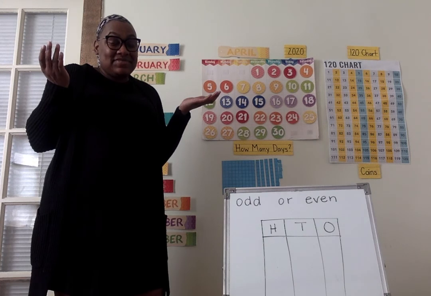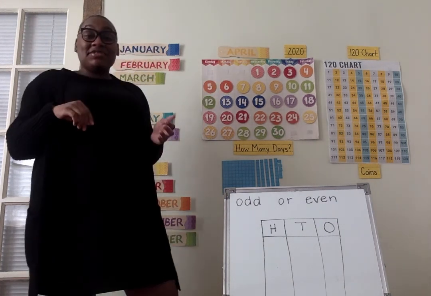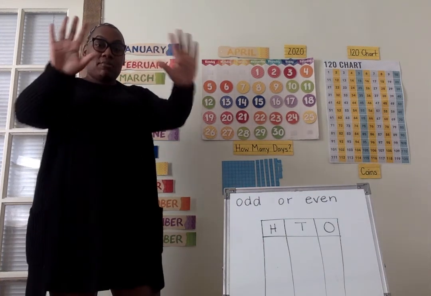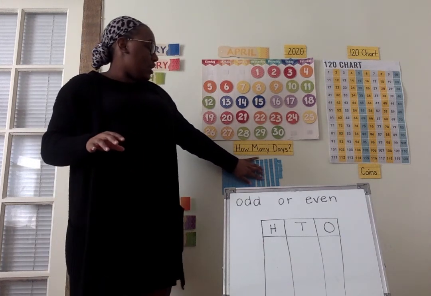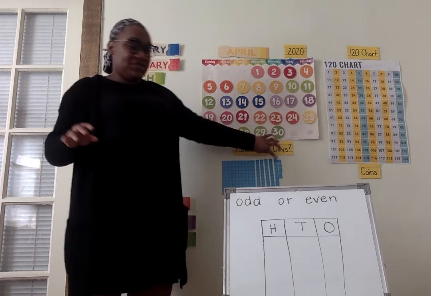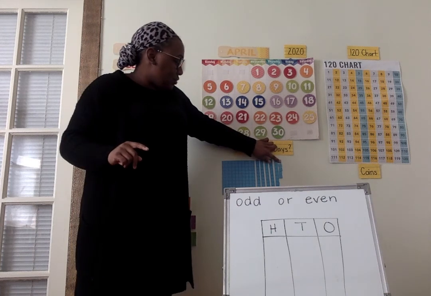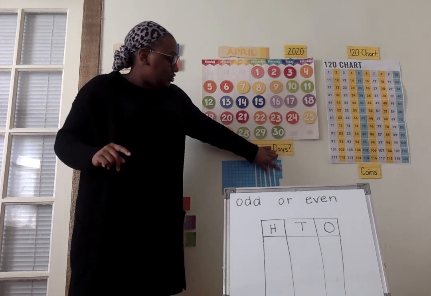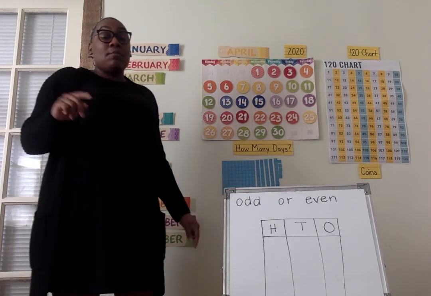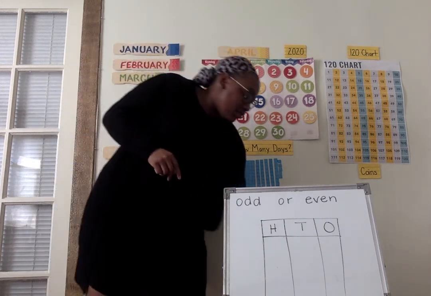Hands up. Get ready. How many days have we been in school? Count with me. Get ready. 100. Stop. Switch. Count by 10. 110, 120, 130, 140, 150. Stop, switch, count by ones. 151, 152, 153, 154, 155. But we've been in school a new day, so I need to add. That's right, I need to add one more.